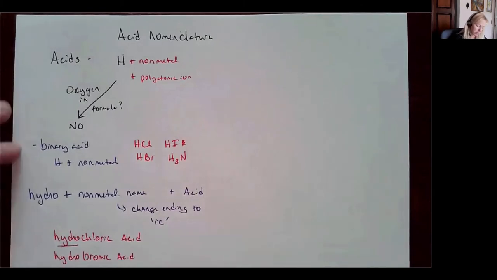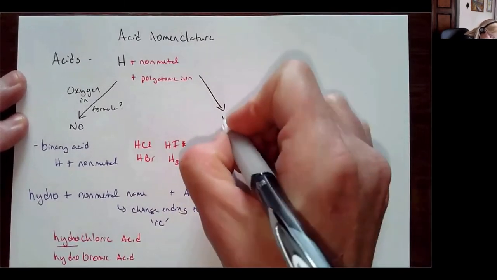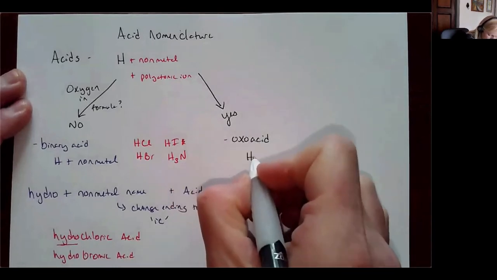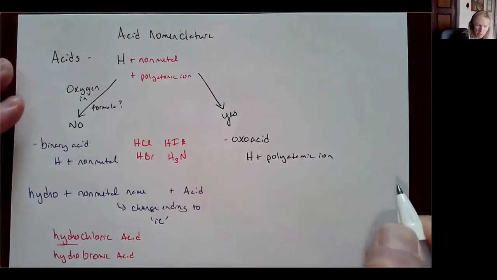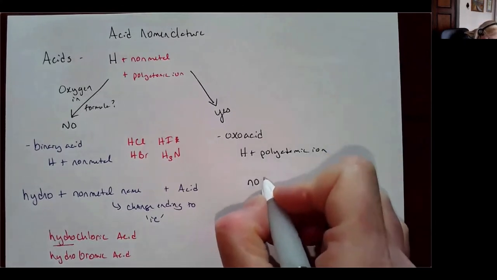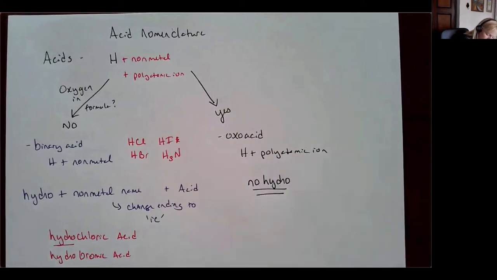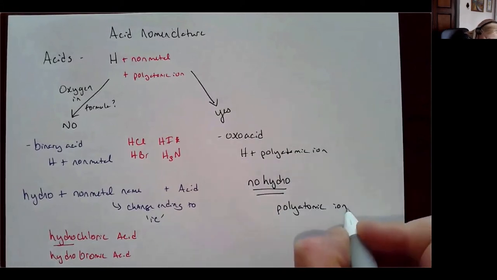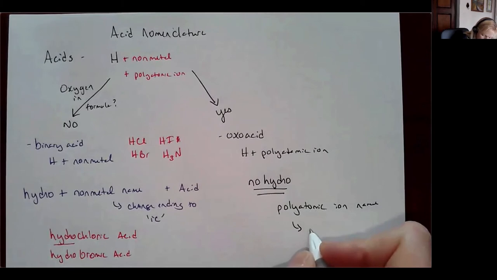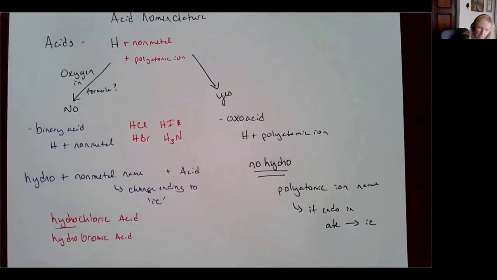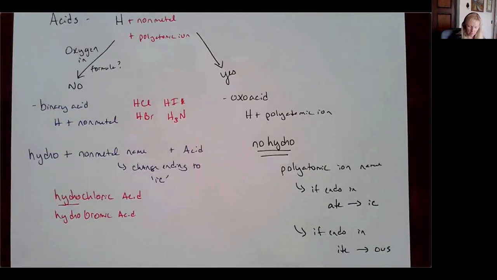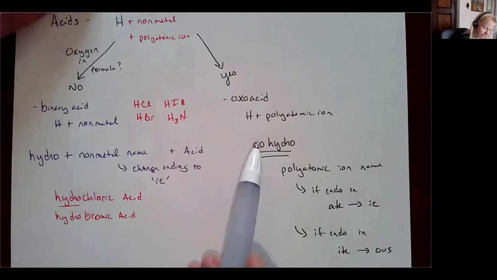If I do have oxygen, so let's say, yes, there's oxygen present, then I have an oxoacid. And an oxoacid is hydrogen plus a polyatomic ion, because most of our polyatomic ions are going to have oxygen in them. So to name these, first off, there's no hydro. So I'm not going to start it with hydro. I'm going to start it with the polyatomic ion name, and then I'm going to change the ending. If the polyatomic ion ends in ate, I'm going to change it to ic. If it ends in ite, I'm going to change it to ous. So that's going to be our simple nomenclature between a binary acid and an oxoacid.